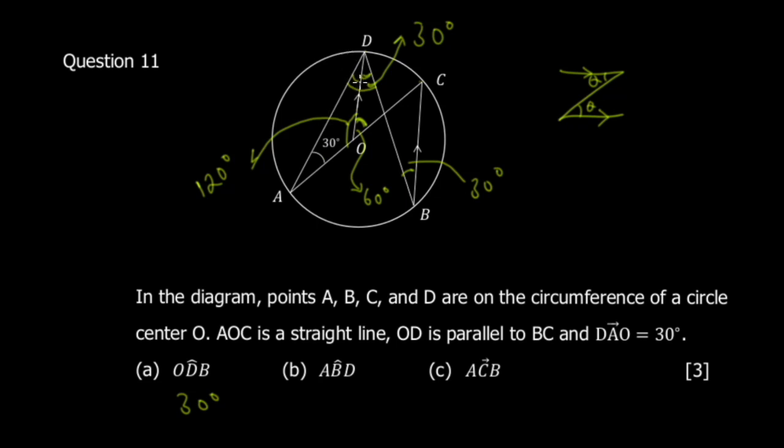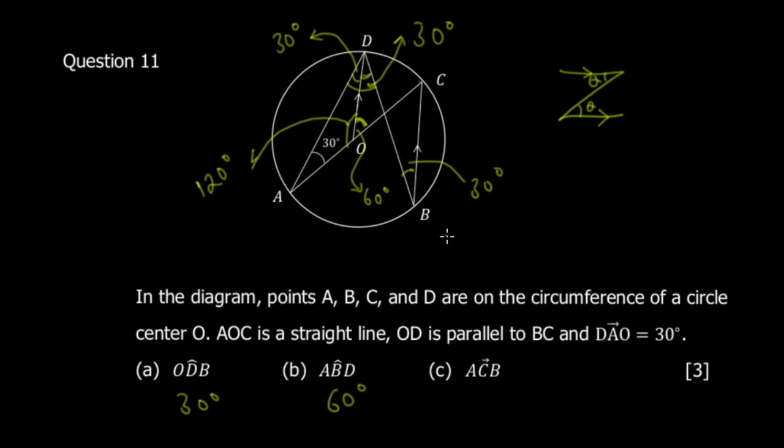That means that this angle must be 30 degrees. So 180 minus 150, you get 30 degrees. Now you have 30 and you have another 30 here. So you add the two, you get what? You get 60.